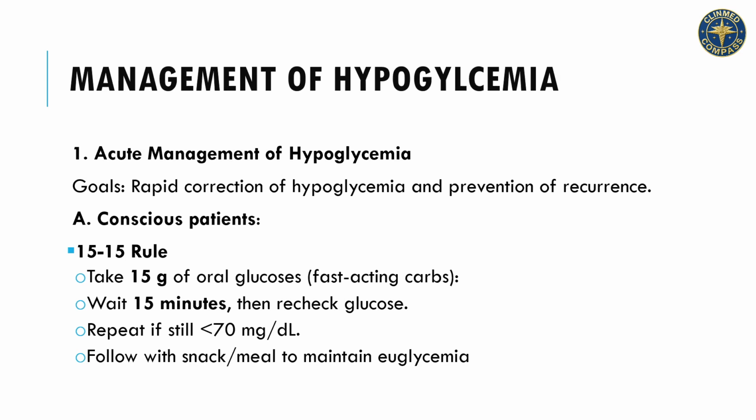In conscious patients, follow the 15-15 rule. Administer 15 grams of fast-acting oral carbohydrates like glucose tablets, half cup of juice, regular sugar. Wait for 15 minutes, then recheck blood glucose level. If the glucose level is below 70 milligrams per dL, repeat the process. Once euglycemia is restored, provide a longer-acting carbohydrate snack or meal to prevent rebound hypoglycemia. This simple rule is highly effective and should be taught to all patients at risk of hypoglycemia.